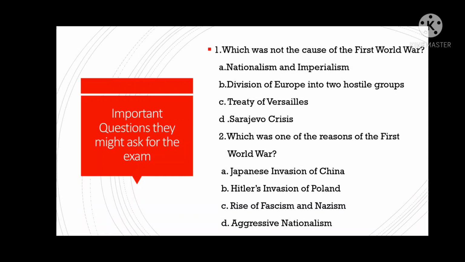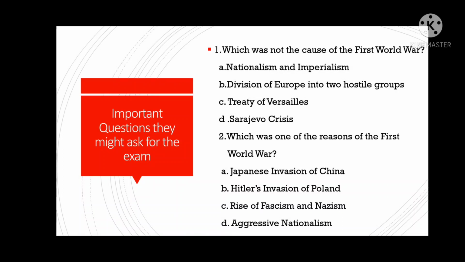So what is the right answer in this? The right answer is the Treaty of Versailles, because nationalism and imperialism is one of the causes of the First World War. Division of Europe into 2 hostile groups is one of the causes. Sarajevo crisis is one of the causes. But the Treaty of Versailles is not a cause of the First World War. Remember, read the question properly: not the cause.